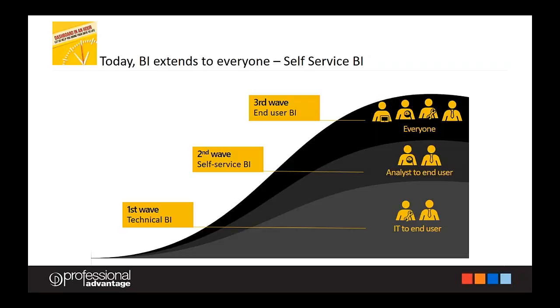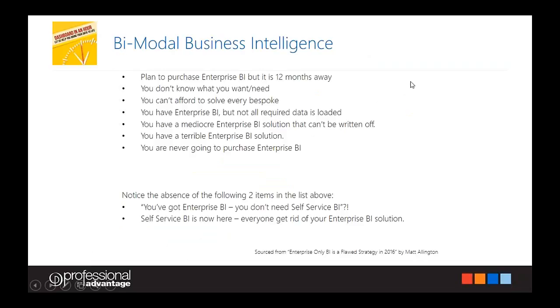But most of us do have some kind of business intelligence platform already implemented in place. Well, I've recently read an excellent blog by Matt Ellington from Power Pivot, titled Enterprise-Only Business Intelligence is a Flawed Strategy in 2016. In this blog, Matt provides a very good list of situations where you as an organization would consider looking at self-service BI and therefore Power BI.